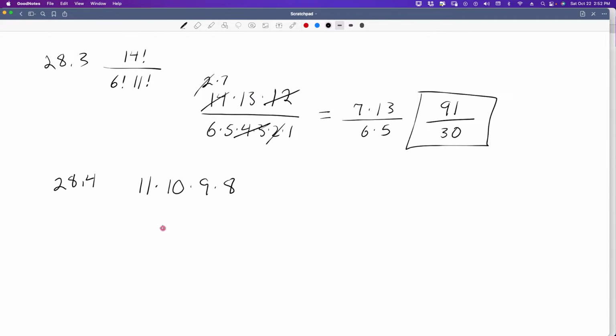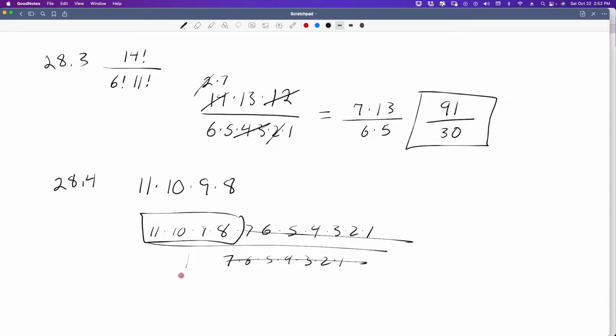If you can't visualize it, this is what we did. 11 times 10 times 9 times 8 times 7 times 6 times 5 times 4 times 3 times 2 times 1 over 7 times 6 times 5 times 4 times 3 times 2 times 1. And then we factored these out. And that's what we had left. So we have 1 here. So it's over 1. Or it's a whole number. So this is what it's asking us to imagine in order to solve this on the calculator.